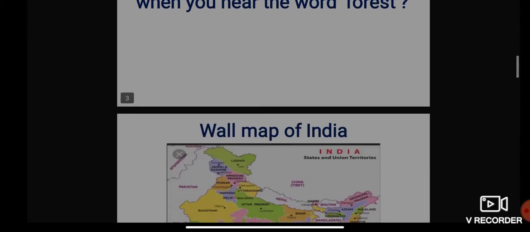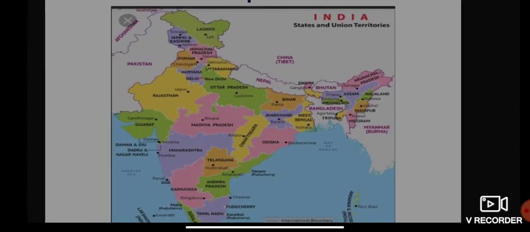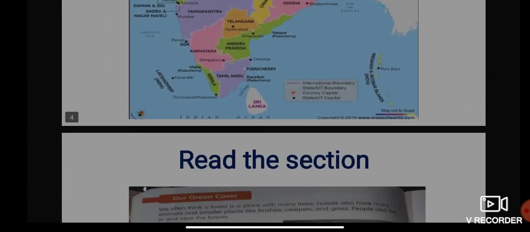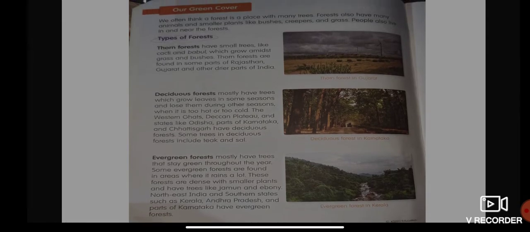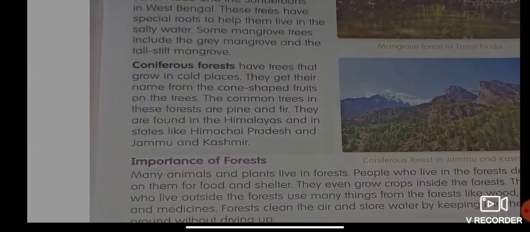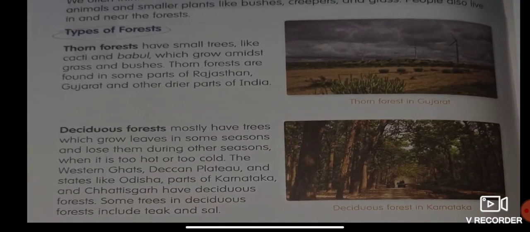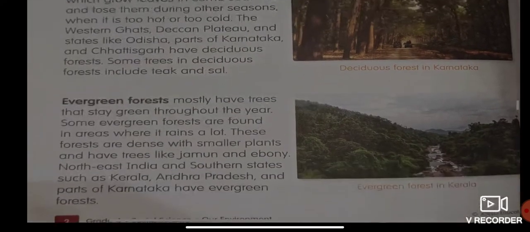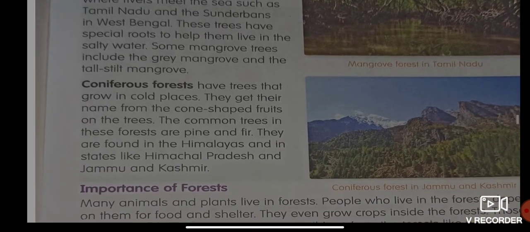For that, this is the wall map of India, which you'll be needing. Now I want all of you to read the types of forest from your exit content book. Please read from your textbook, page number 2 and page number 3. The types of forest are thorn forest, deciduous forest, evergreen forest, mangrove forest, and coniferous forest.